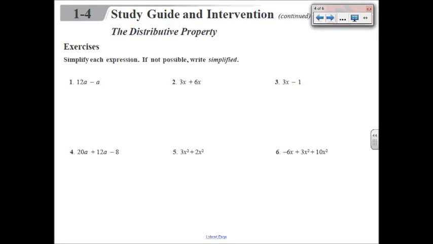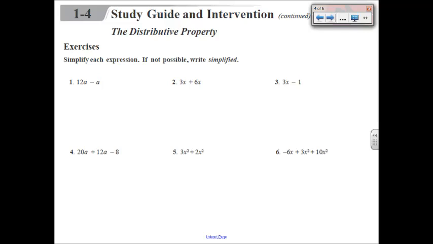All right, on the back side, it says simplify each expression. If not possible, write simplified. On the back side, we might use the distributive property forwards, and we might do the reverse of the distributive property. So for instance, on the first one, there's no parentheses for us to multiply through, but we're going to work backwards with the distributive property.